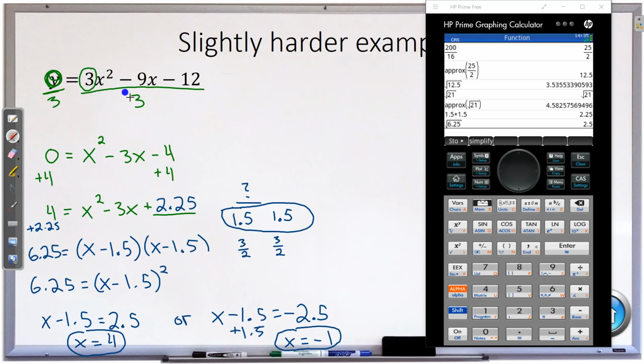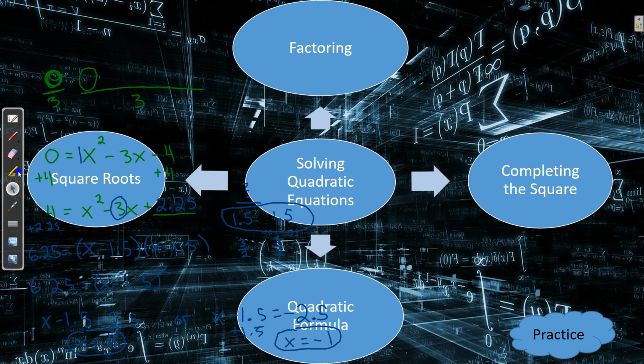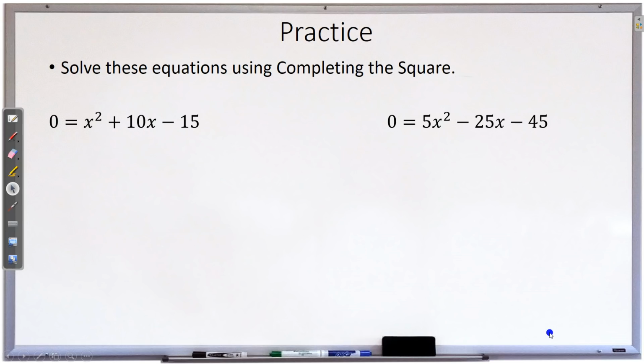So we had to divide the whole thing by 3, so the a value was 1. And then when we had an odd number here, we had to use some decimals in our factoring and our completing the square. All right, so that is completing the square, our third method for solving a quadratic equation. We've got one more to do here in a little bit, but for now I want you to practice completing the square and make sure you've got that down. So here are a few that you can try. Good luck, and hopefully that's making some sense.